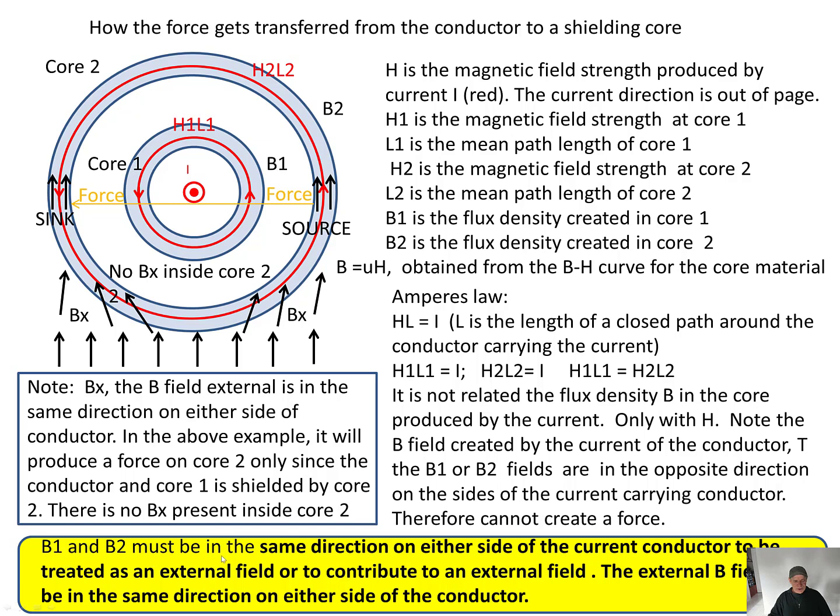B1 and B2 must be in the same direction on either side of the current conductor to be treated as an external field or to contribute to an external field. The external B field must be in the same direction on either side of the conductor for force to be created.